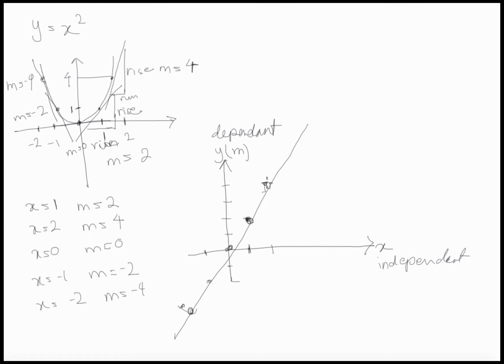Now we've got a line that's going through all of those points, and you can see that it's a straight line, so its gradient is constant. This is the graph of the gradient of this curve.